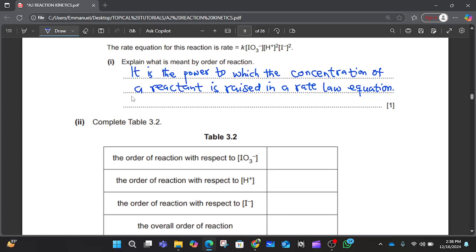Complete table 3.2. So we are supposed to complete this table with the order of reaction with respect to the reactant. The order of reaction with respect to IO3 minus is 1, so we put 1 here. That of H plus is 2. And that of I minus is 2. The overall order of reaction is gotten by adding all the orders together. So that would be 5.